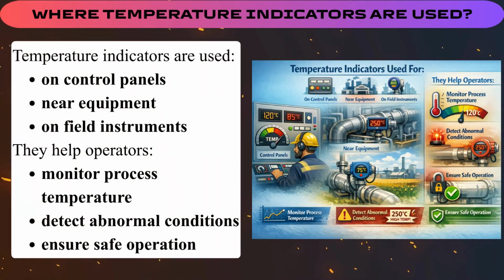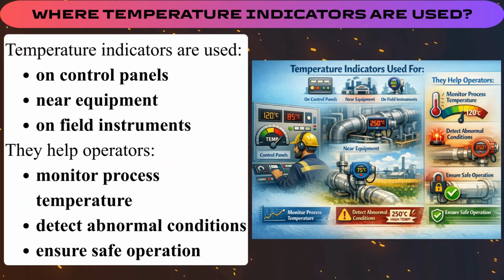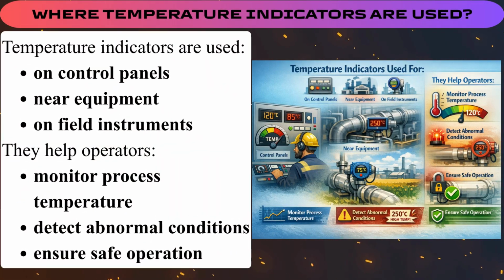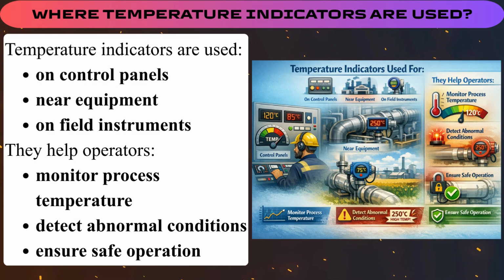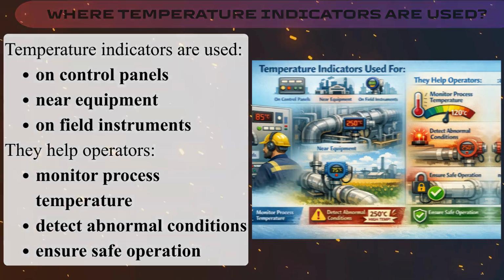Where temperature indicators are used. Temperature indicators are used on control panels, near equipment, on field instruments. They help operators monitor process temperature, detect abnormal conditions, ensure safe operation.